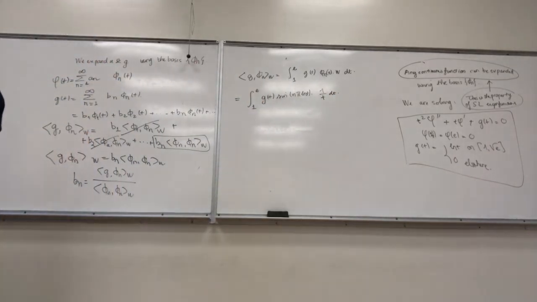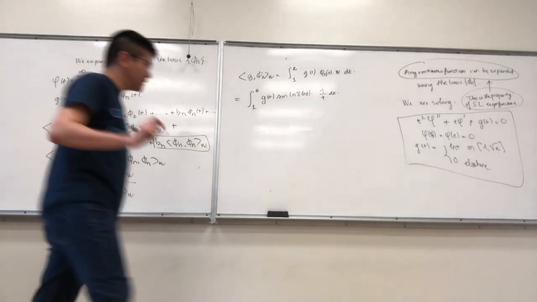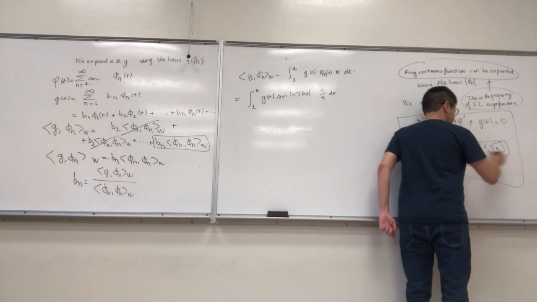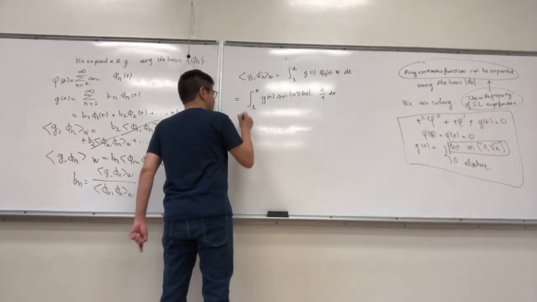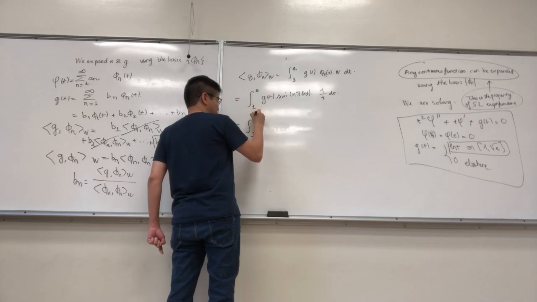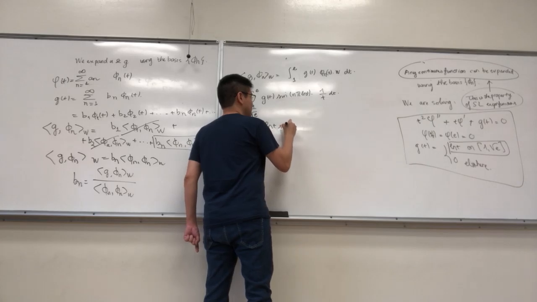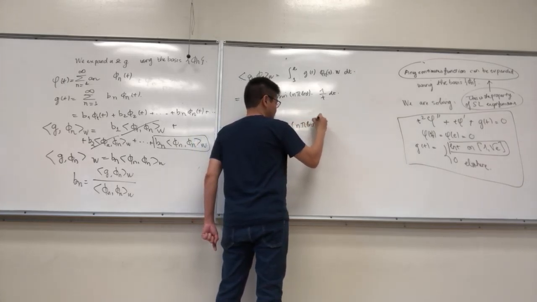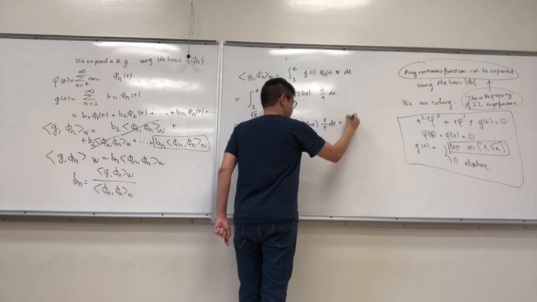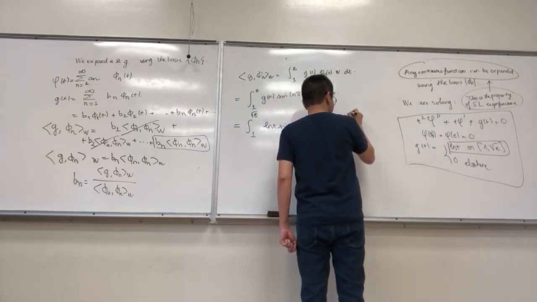So what is g(t)? It's log t from 1 to square root of e, and 0 from square root of e to e. So you're going to use this. This is going to be one integral from 1 to square root of e of log t sine of n pi log t, 1 over t dt, plus the integral from square root of e to e of 0.